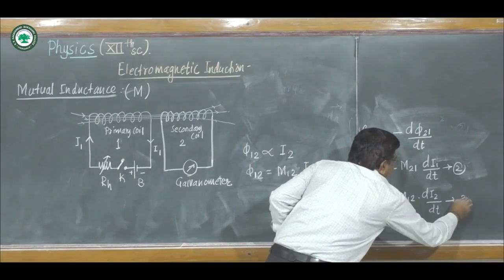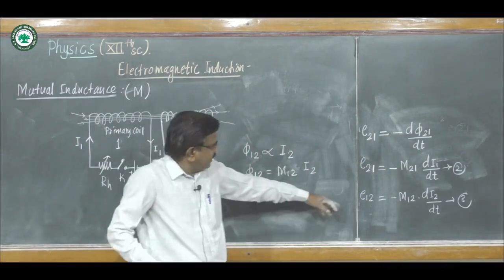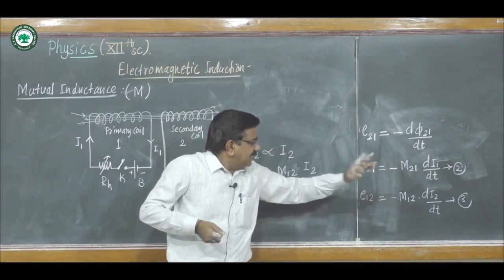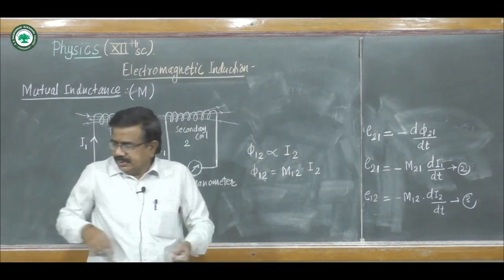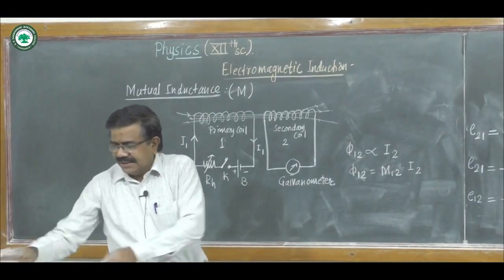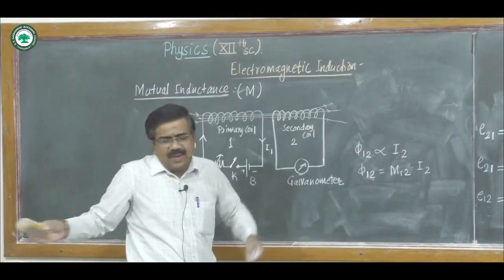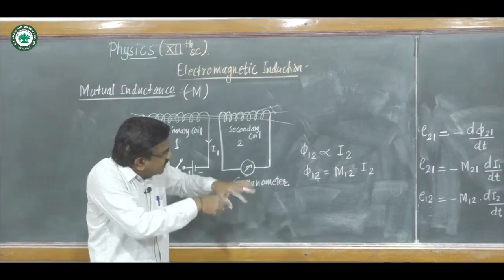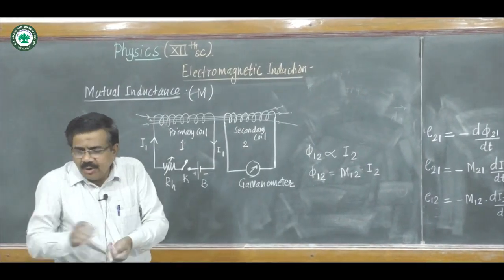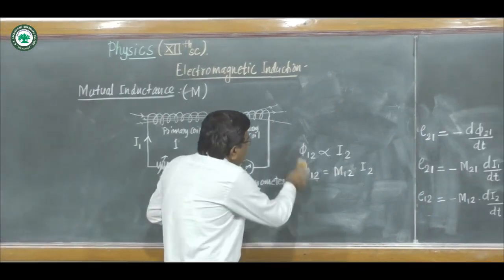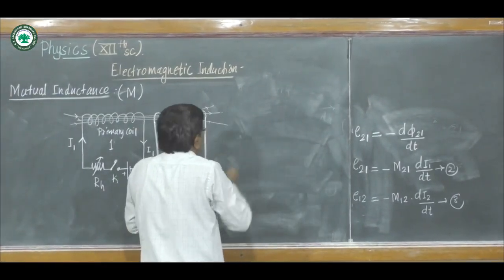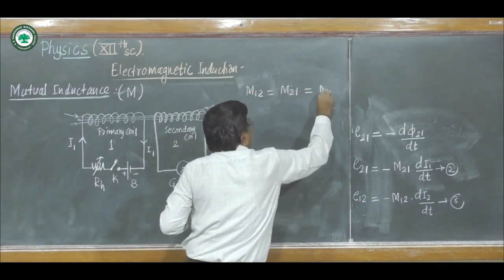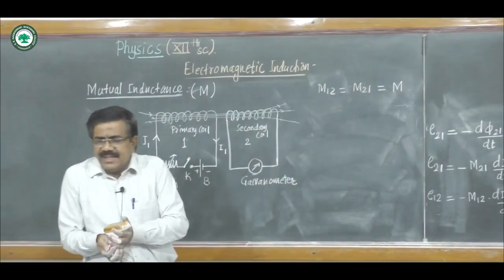Similar equation. EMF induced in the first coil due to changes of current in the second, that is minus M12 di2 upon dt. See these equations 2 and 3. By the symmetry, M12 is equal to M21, and suppose we write it as M. That is the mutual inductance.